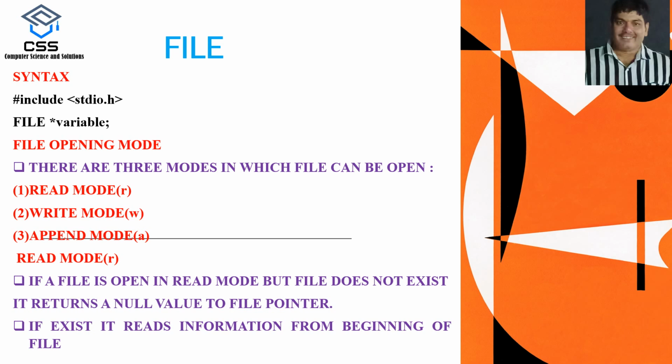Next, in a file, there are three modes in which you can open the file. One is read mode, represented by small r, write mode, represented by small w, and append mode, represented by a. R for read mode, W for write mode, A for append mode. What is read mode? If a file is opened in read mode but the file does not exist, it returns a null value to the file pointer, that is, the file cannot open. If there is no file, how will the file open? If it exists, it reads the information from the beginning of the file, with the file pointer at the beginning of the file to read the data. If it does not exist, it returns a null value.